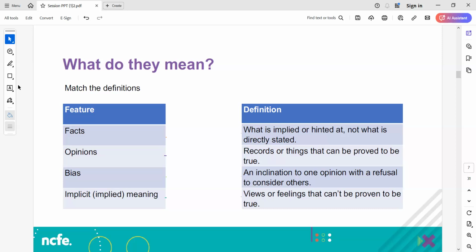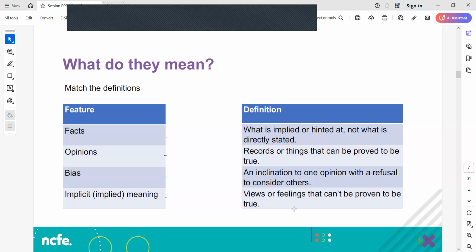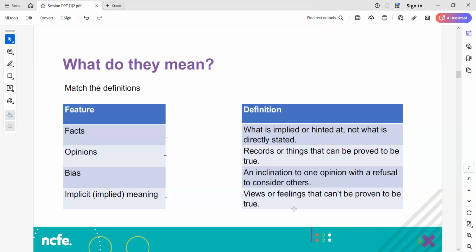Opinions? Views or feelings that can't be proven. Good, well done. Bias. An inclination, yeah, an opinion. Yeah, well done. So the last one, implicit meaning, is what is implied or hinted at, not what is directly stated. Well done.